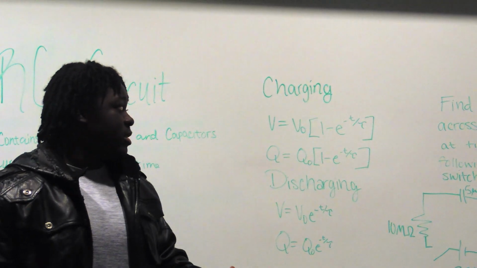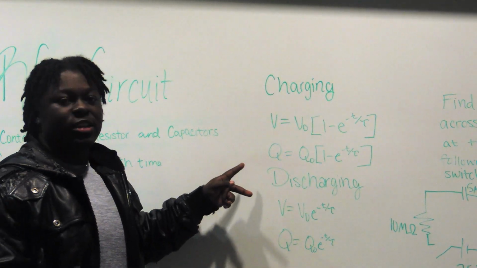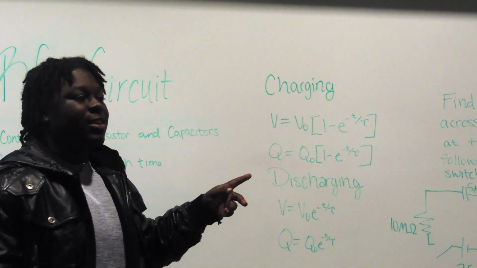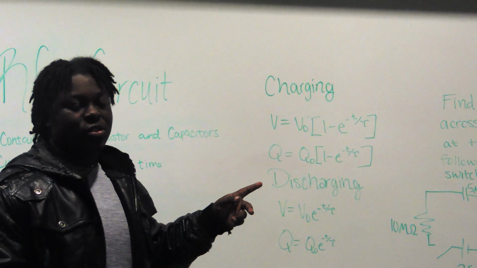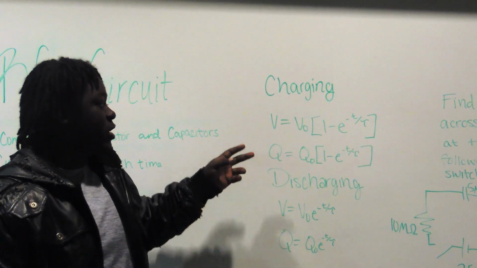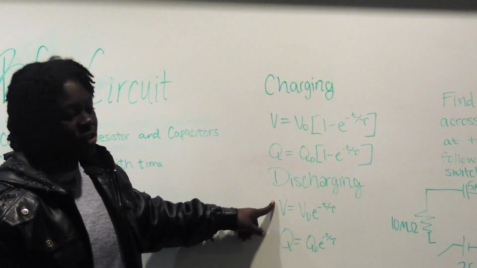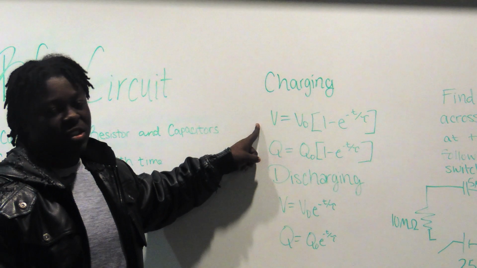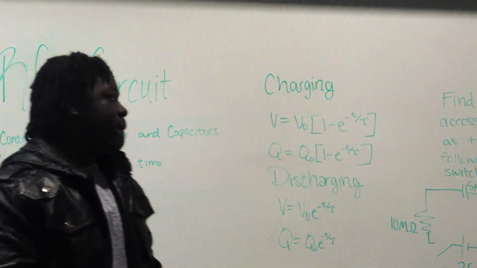Another interesting tidbit is that these equations are used for finding the charge and voltage across a capacitor. If you need to find the charge and voltage across the resistor, in a charging state you would actually use the discharging formula, and in a discharging state you would use the charging formula. That's something interesting to take note of.